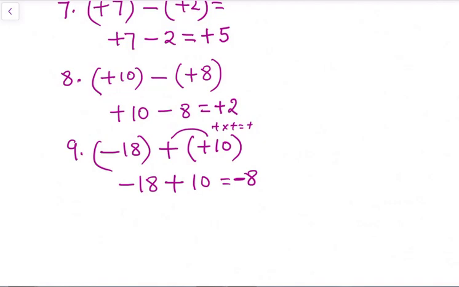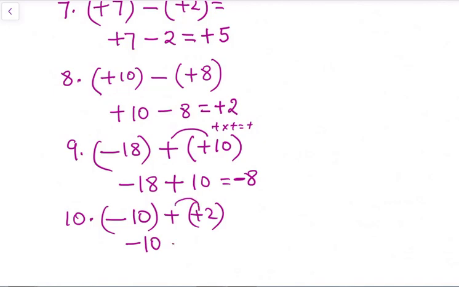And then the next example, we have minus 10 plus plus 2. So again, plus times plus will give us plus 2. And you have 2 and you are owing 10. And by the time you pay the 2, you are left with a debt of 8.